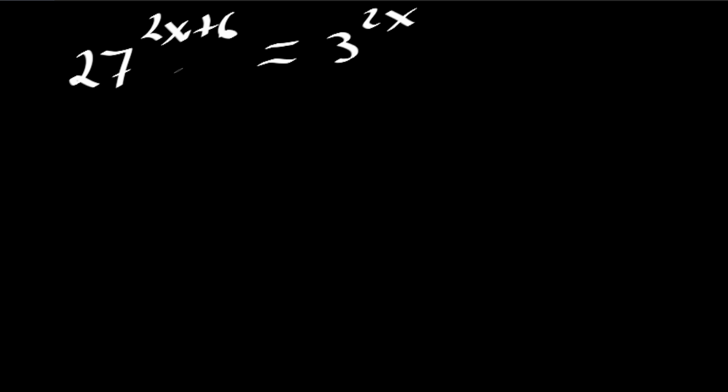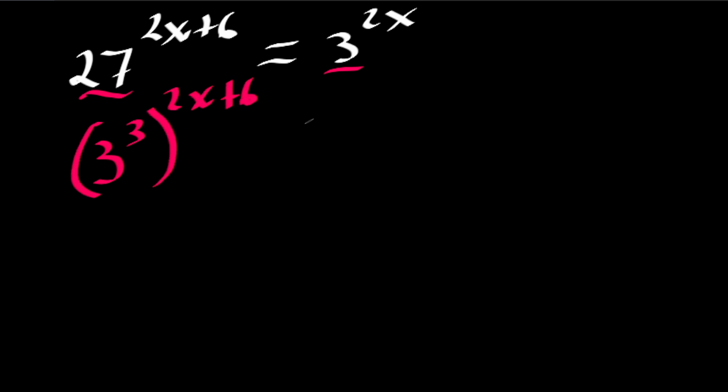All right, so first thing is, obviously the bases aren't the same. One's 27 and one's 3. So your job is to try to make the bigger number, which is 27, have a base 3. So it would be 3 to the what power is 27? Well, that would be 3 to the third power, I believe. Yep. All right, but then that's all still to the power of 2x plus 6. And then it's equal to 3 to the 2x.